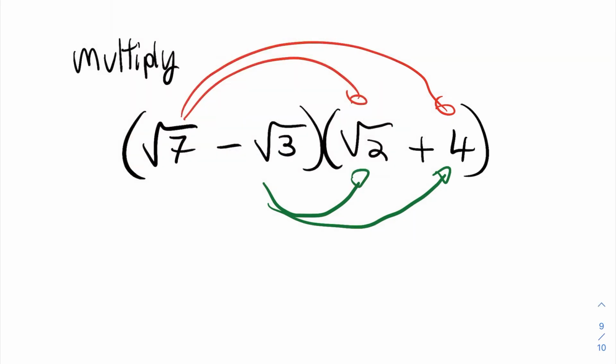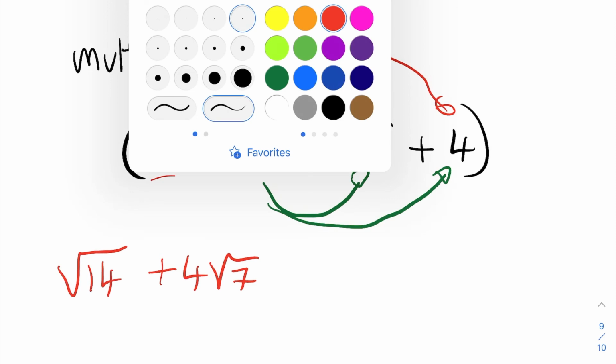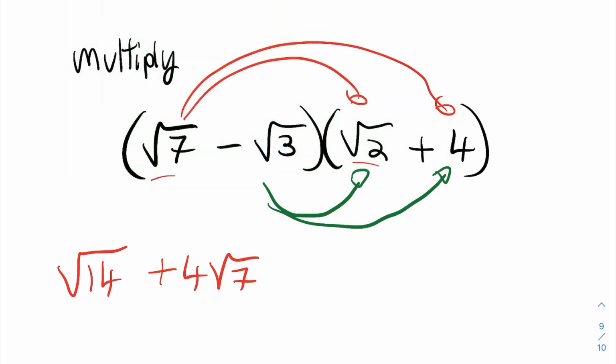The first two, the square root of 7 times the square root of 2, I multiply the radicands to get the square root of 14. And then the square root of 7 times 4, one of them is rational, 4, the other one irrational, square root of 7, so I just leave them that way. And then for the second two now, when I'm distributing the negative square root of 3, negative square root of 3 times square root of 2 is negative square root of 6. And then negative square root of 3 times 4 is negative 4 square roots of 3.